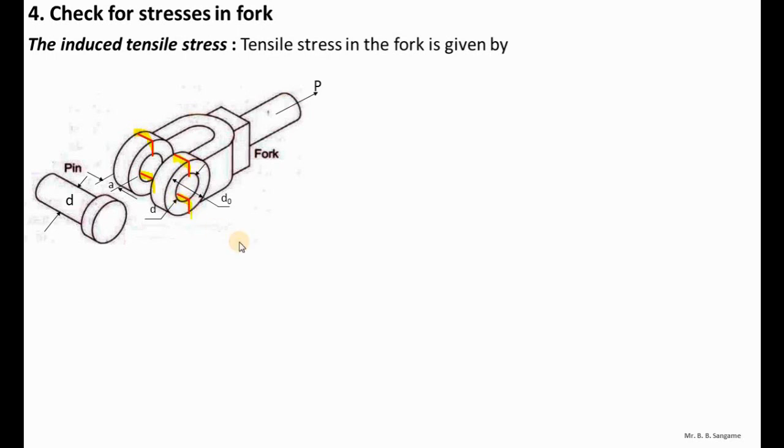So we need to calculate this area. Sigma T equals P by A, where sigma T is the induced tensile stress, P is the applied force, which is 70,000, and A is the cross sectional area. Let us calculate the cross sectional area. For the single eye, the area will be DO minus D multiplied by A, and for the double it will be 2A. So sigma T equals P by 2A into DO minus D.